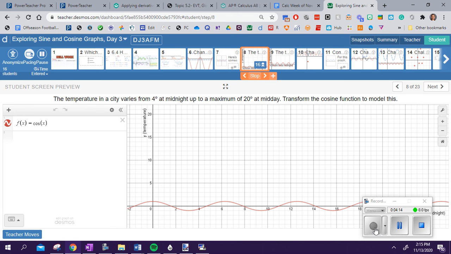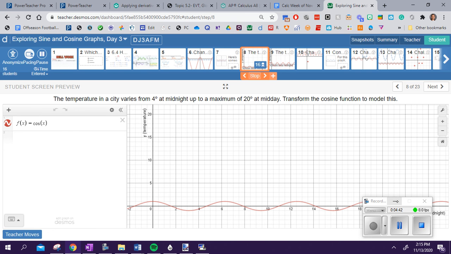So this is why we would use a trigonometric function. The temperature in a city varies from 4 degrees at midnight all the way up to a 20 degree maximum at midday. Transform this cosine function to model that situation. So we're going to graph a cosine function that models this, where you have a temperature that goes from 4 degrees to 20 degrees at midday. What does midday mean? In the middle of the day. Which is what time? Noon.